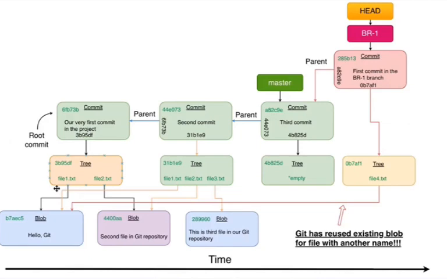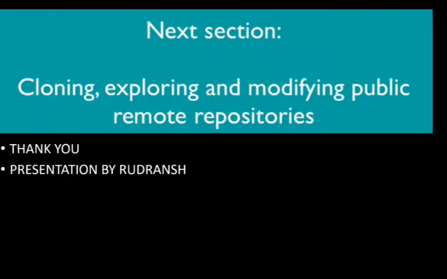If I commit this time, whatever is in file1.txt in our first commit, hello git, is the same as what I use in the fourth one in the new branch, the br1 branch, in file4.txt, hello git. So it will point to the same. This is called git reusing an existing blob file with another name. The name is different, but this time the hash value is the same, so it will point to the same blob.